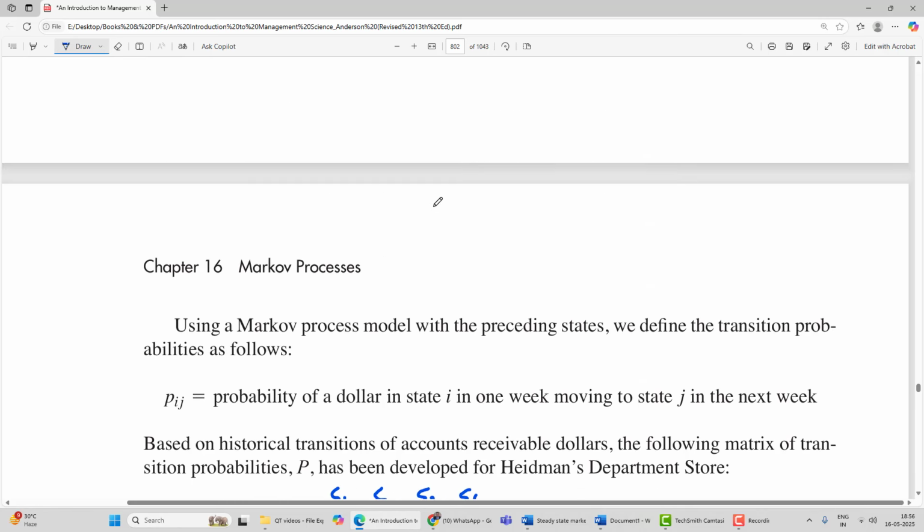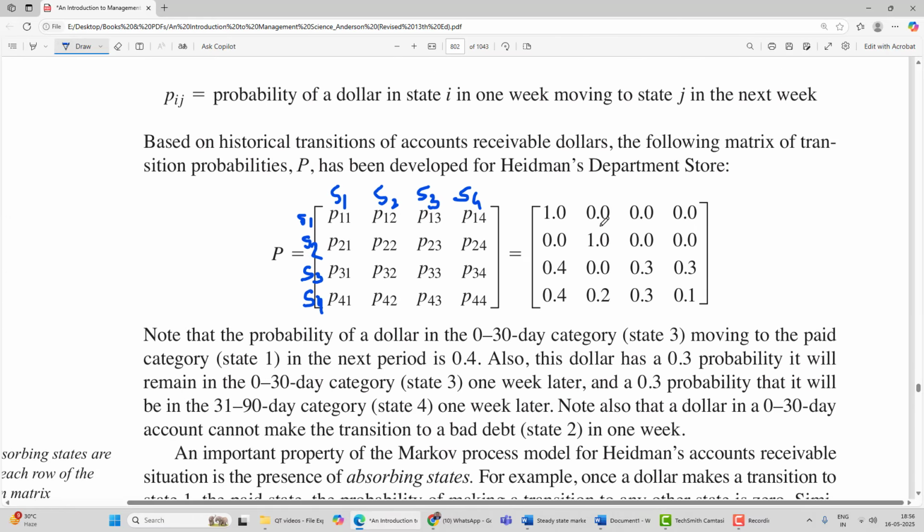Whereas S3 is 0 to 30 days and S4 is 31 to 90 days. From 0 to 30 days, it cannot directly become bad debt. It will become 31 to 90 days first. That is why it is 0 here, and there is a 40% chance that 0 to 30 will be recovered fully. From 31 to 90 days also there is a 40% chance, and the remaining probabilities are given here. So this is the given information.